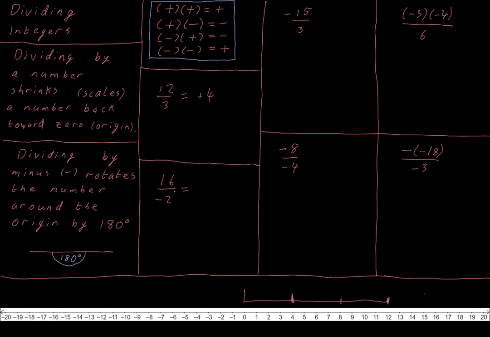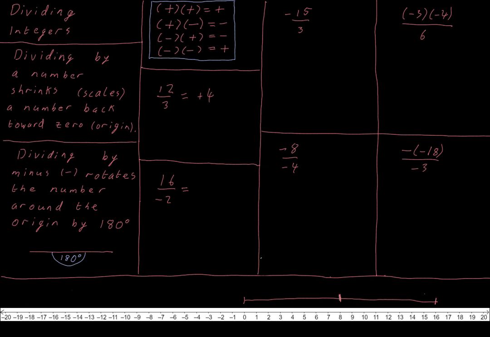Now let's have a look at our 16 divided by minus 2. So we're going to start at 16 and we're going to divide by 2. So we'll deal with the numbers first, just like we would have with our multiply. All the way up to 16, and we're dividing by 2. So we're breaking it up into 2 equal pieces. So we're breaking down to 8.